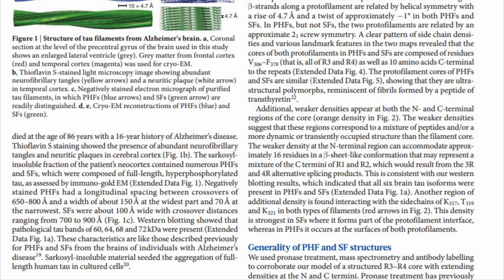By Western blotting, pathological tau bands of 60, 64, 68, and 72 kilodalton were present, extended data figure 1a. These characteristics are like those described previously for PHFs and SFs from AD brains. Sarcosyl-insoluble material seeded aggregation of full-length human tau in cultured cells.